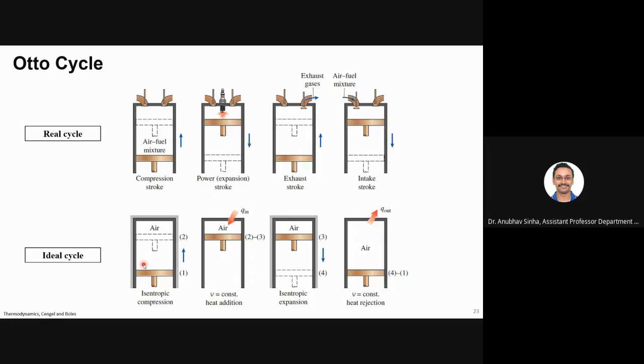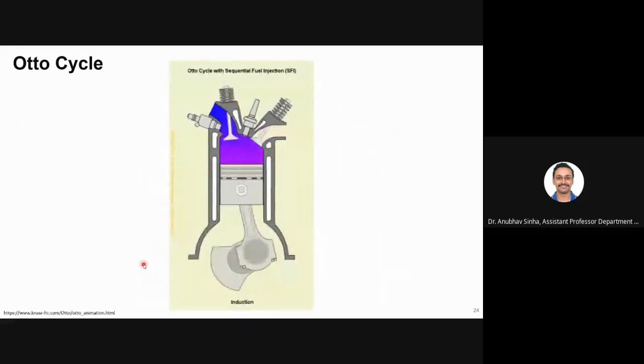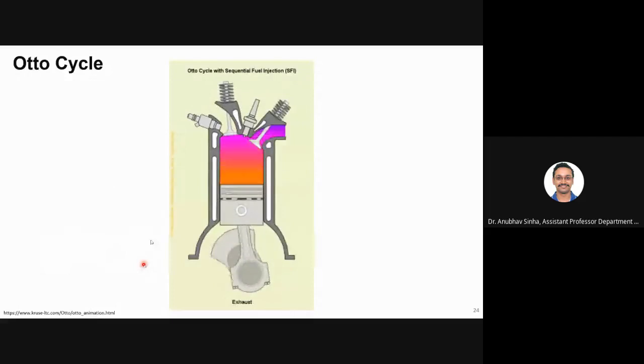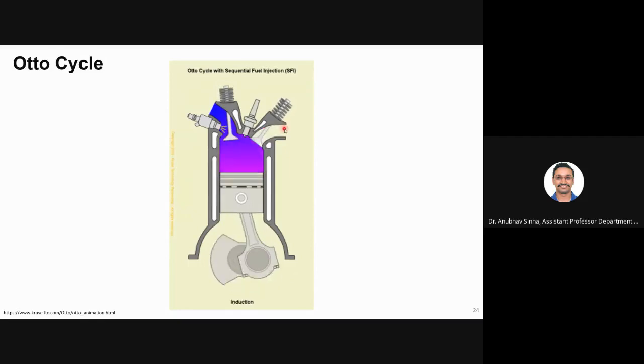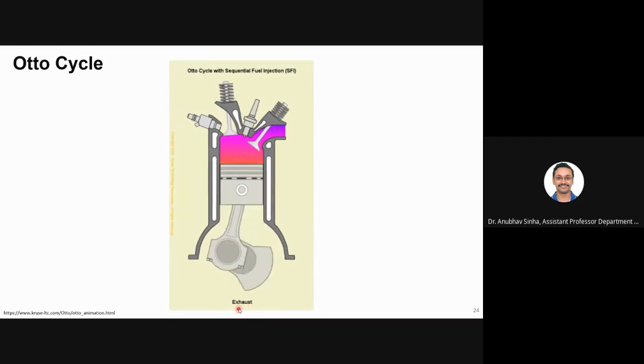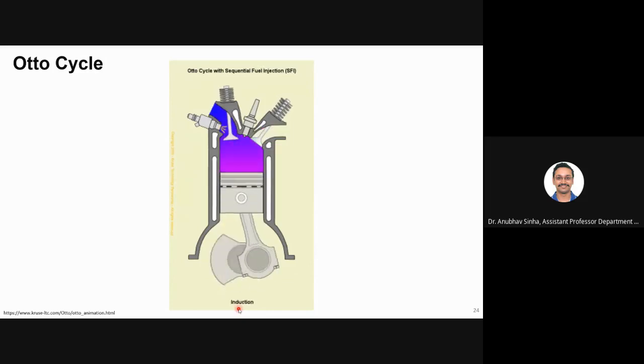Okay, now this is a video for a real cycle. You can see it is some special engine, so don't worry about that. But basically you can see that this is the intake valve. Fuel and air mixture comes inside. Then it is ignited, it burns, and then it goes out using this exhaust port. So these are the different processes which are written here. This is how your petrol engine works on the Otto cycle.